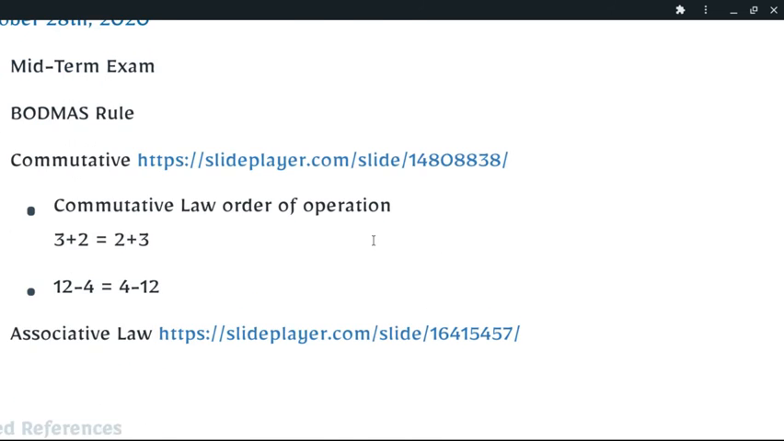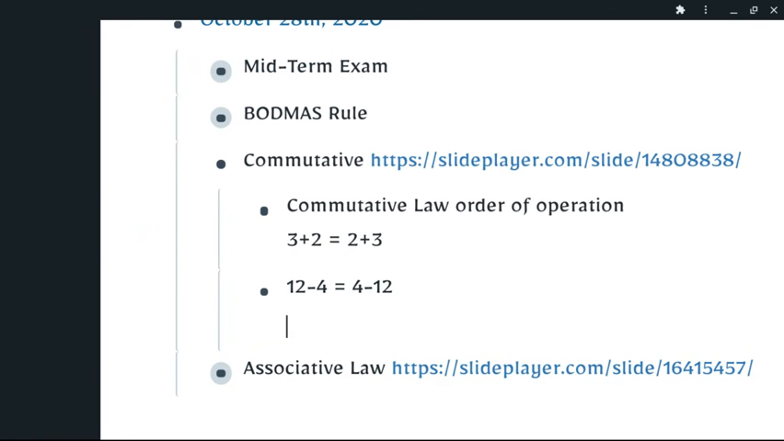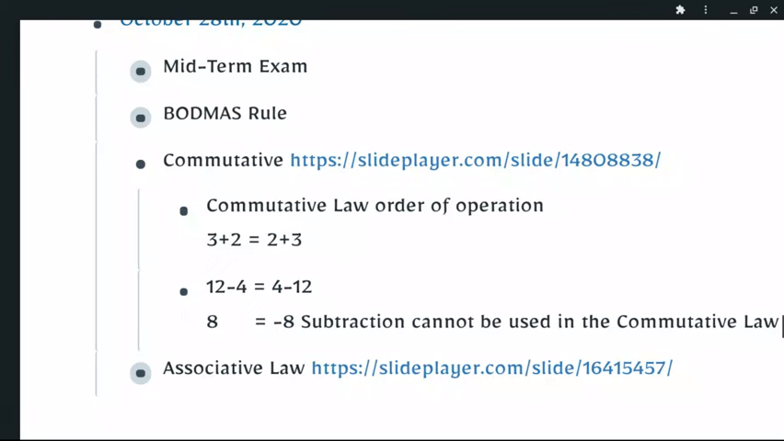Right. So in essence, what he's saying is that 12 minus 4 is 8 and 4 minus 12 is -8. Are these the same answer? No. Right. So that's why subtraction cannot be used in the commutative law.